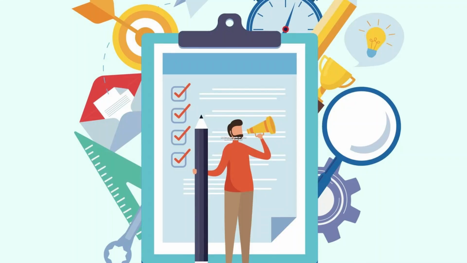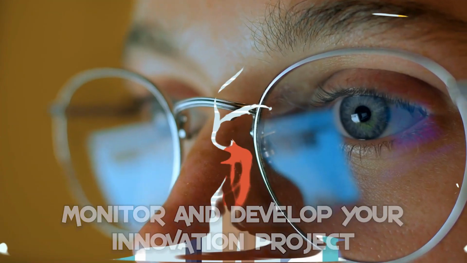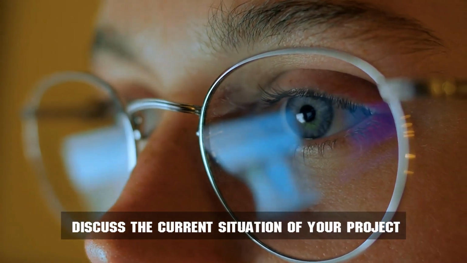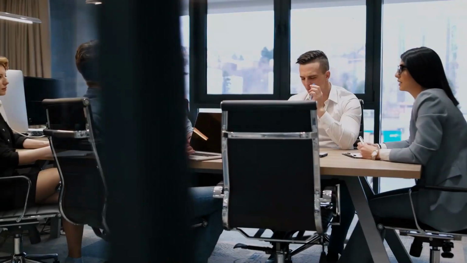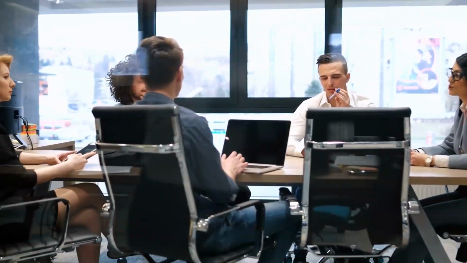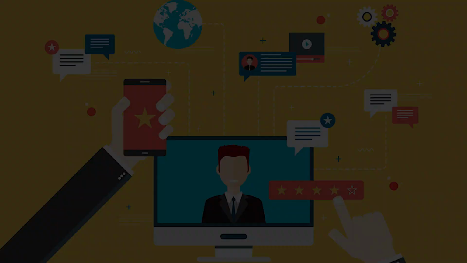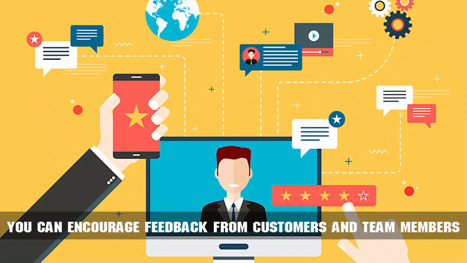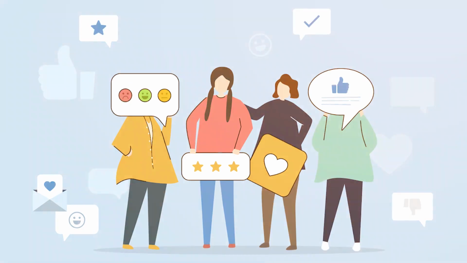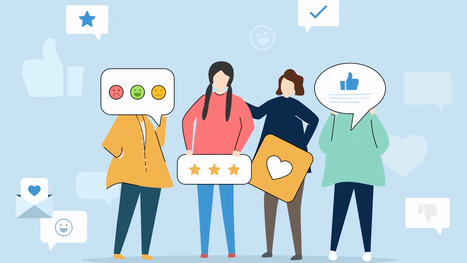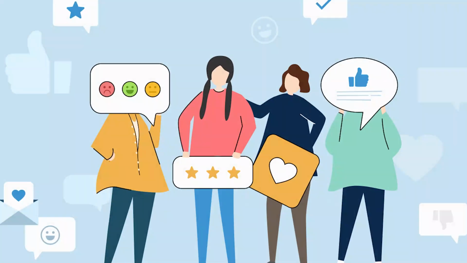The final step is to monitor and develop your innovation project. You can generally discuss the current situation of your project and monitor your project each and every day to get updates and improve mistakes. And also it is a good idea to meet regularly with the innovation team and review the status of the operations. You can encourage feedback from customers and team members. Use this feedback to identify areas for improvement and make necessary adjustments.